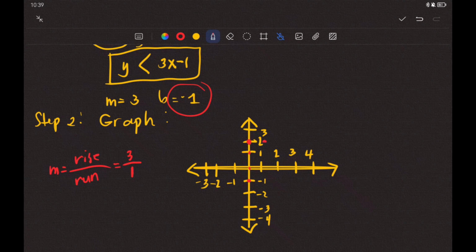Our run is 1 here. Okay, so we need to connect the 2. Our 2 here. This is our 1. Now remember, we are going to use a broken line because our inequality here is less than. So we need to connect the 2 points with only a broken line.